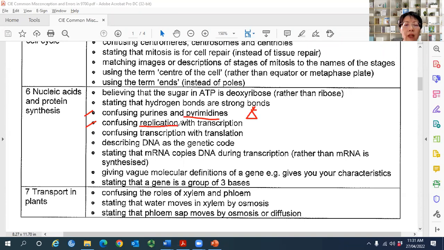Confusing replication with transcription. Replication is when DNA replicates, right? You make DNA from DNA. Transcription is you make mRNA from DNA. So this one, I think very few of you will confuse.